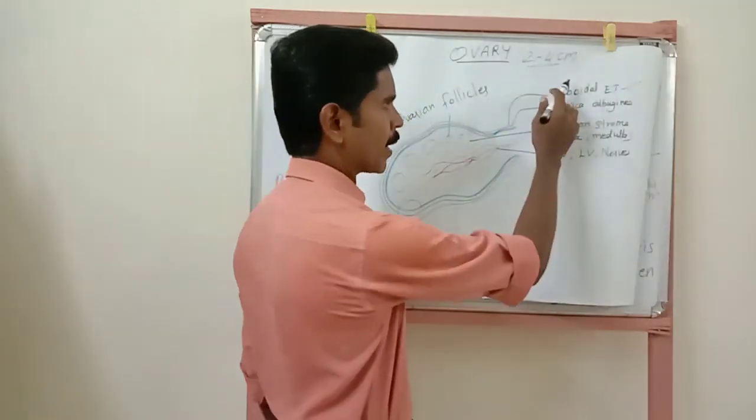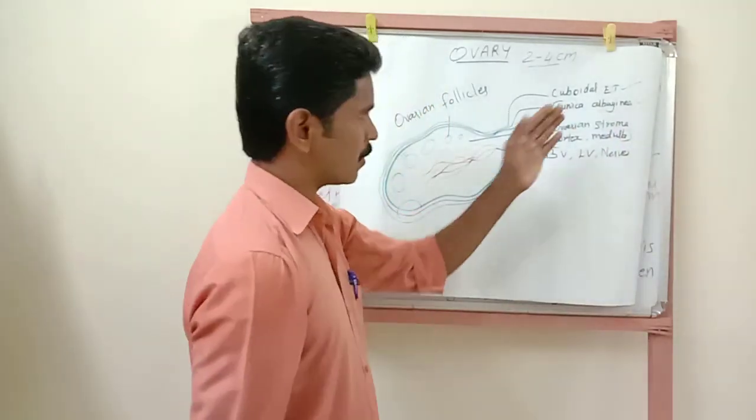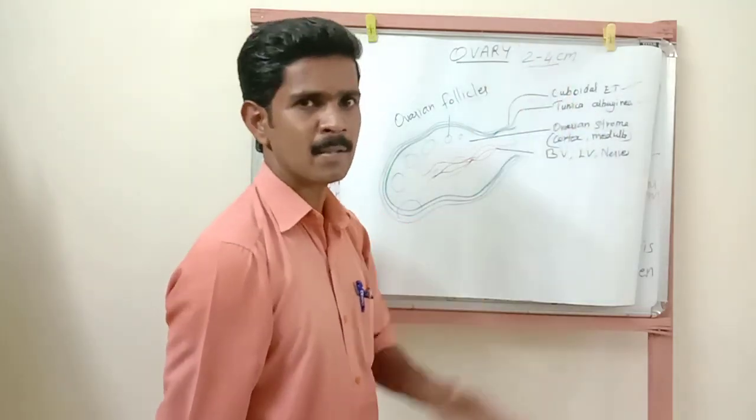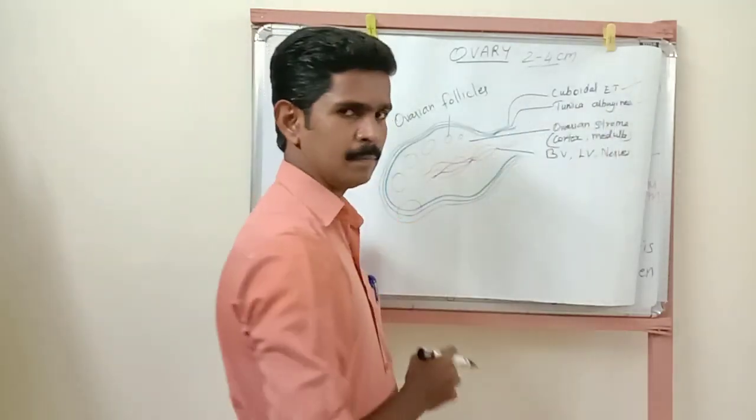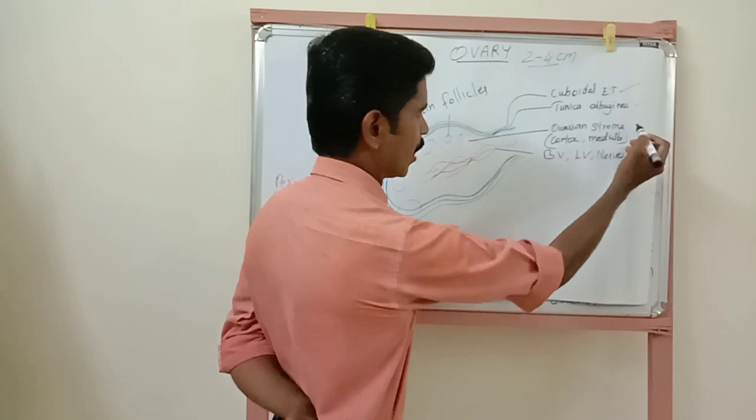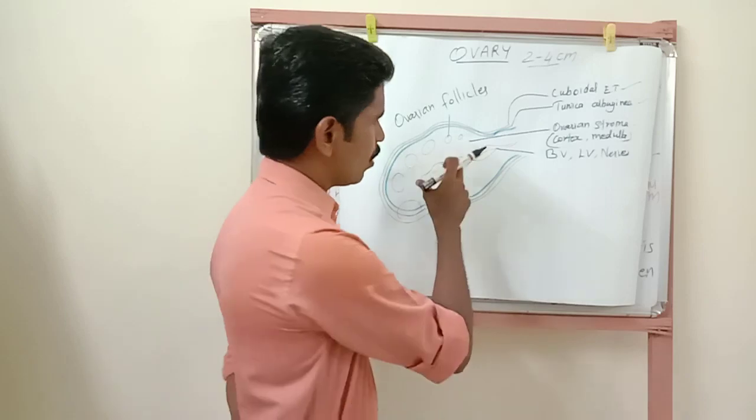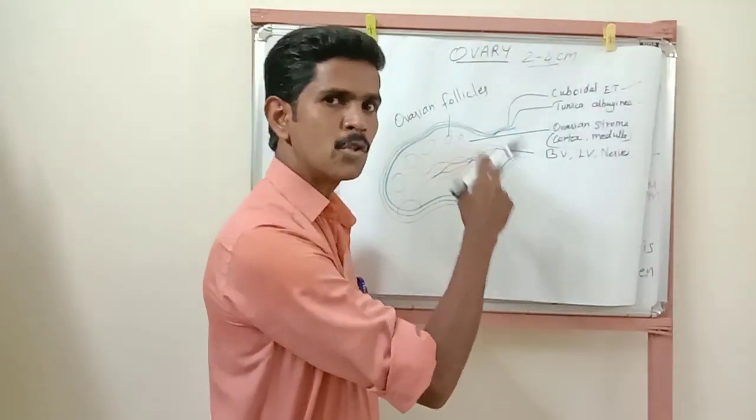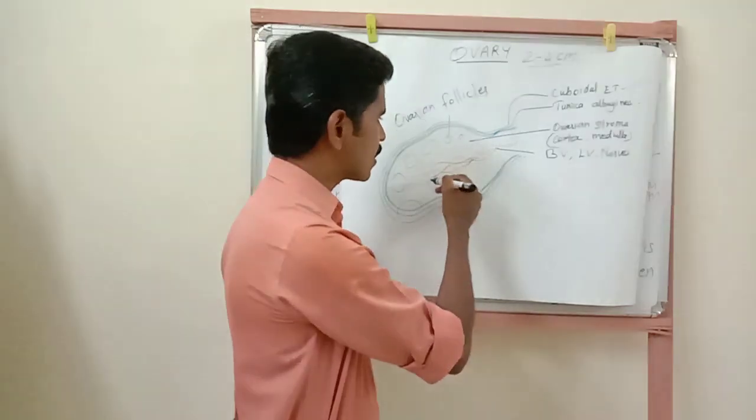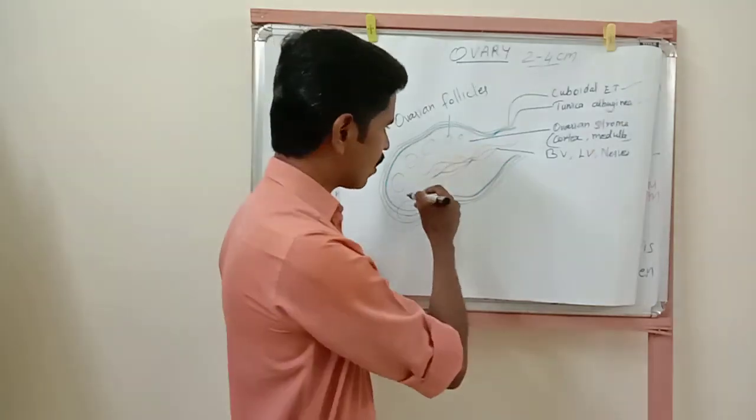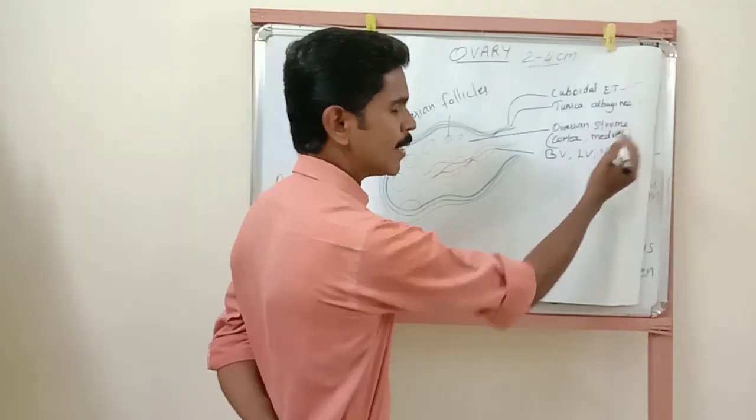Then next to this membrane, one more membrane is there. It is called tunica albuginea. This membrane is also present in the male reproductive system. Understand? Then the inner side of this membrane is called ovarian stroma. This full region is called ovarian stroma. It is divided into two regions: the outer region is called cortex and the inner region is called medulla. Together they are called ovarian stroma.